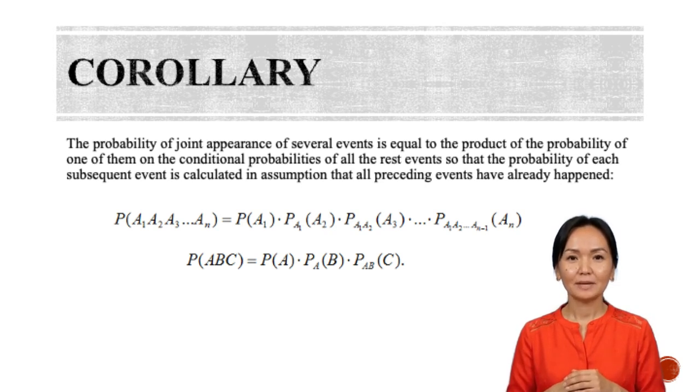This extended theorem is extremely useful when we have sequential processes where outcomes depend on what happened before. For example, in quality control, if we're sampling items from a production line without replacement, the probability of each subsequent item being defective changes based on what we've already observed. This corollary gives us the mathematical framework to handle such situations precisely.